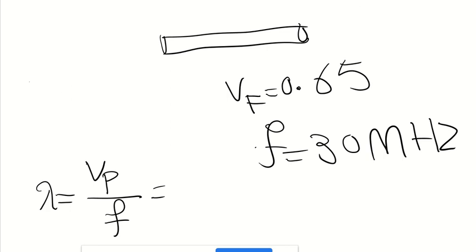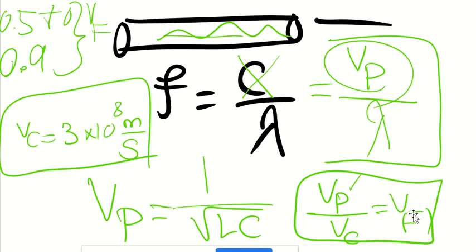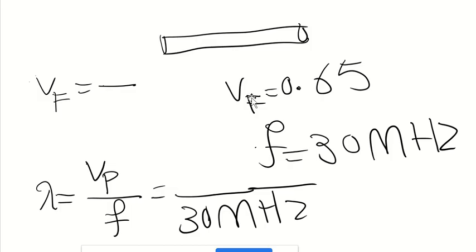Did I do it backward or no, it's correct. Okay, so F is 30 megahertz. What about Vp? So you know that Vf, I defined it as what? Vf is Vp over Vc, the propagation velocity over the speed of light. So Vf is given. Vp over Vc. Here is Vp.